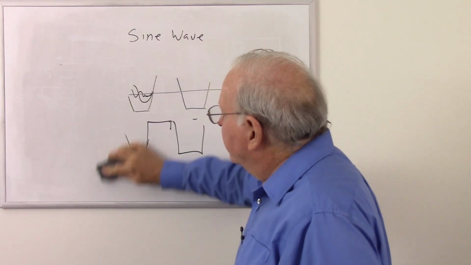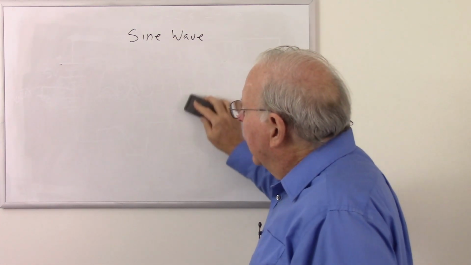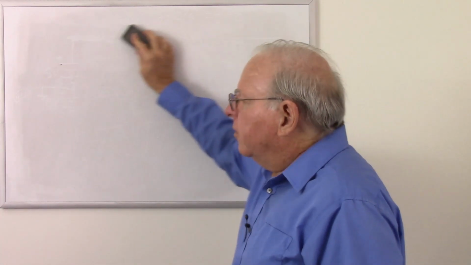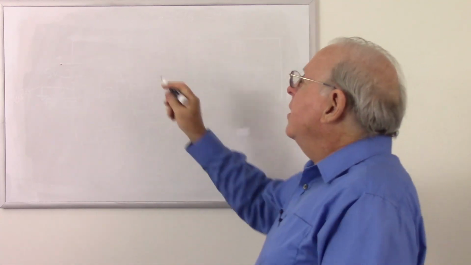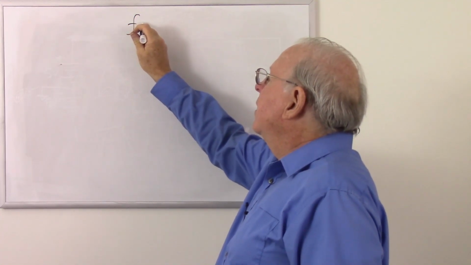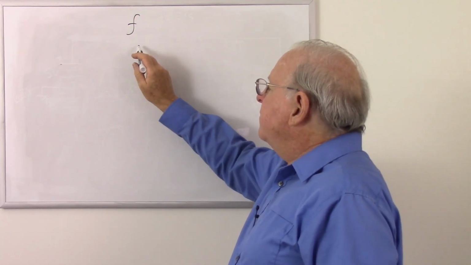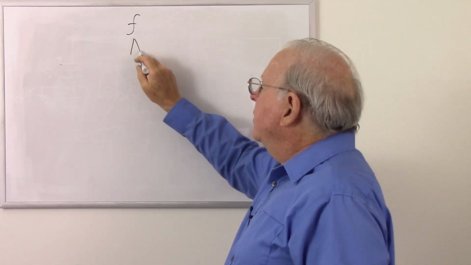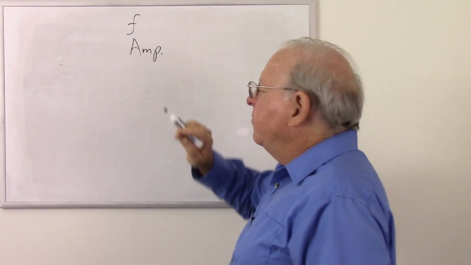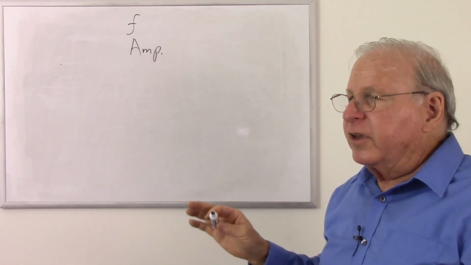Those are just changes in voltage. And a couple other things we need to look at about those. We looked at the frequency, which is represented by the cursive F. We also looked at the amplitude. I'll abbreviate that, which is how big the wave is.